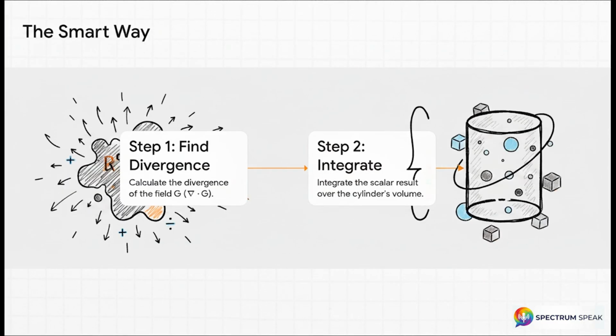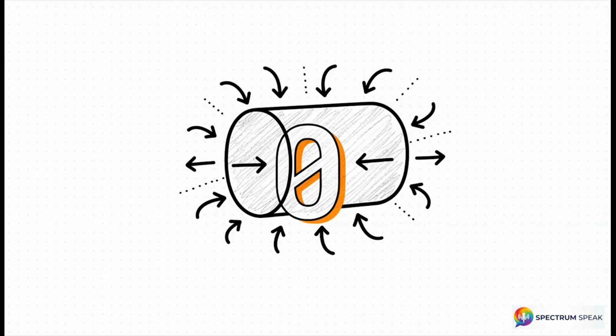Now, let's try the smart way with the divergence theorem. It's just 2 steps. Step 1, we calculate the divergence of our vector field, which just gives us a simple number. Step 2, we integrate that number over the volume of the cylinder. That's it. Done. 2 steps. And what do we get? What's the final answer after all that work? 0. Both methods give us the exact same answer, 0. The total flux is nothing.